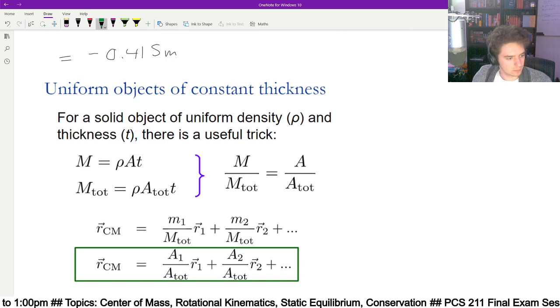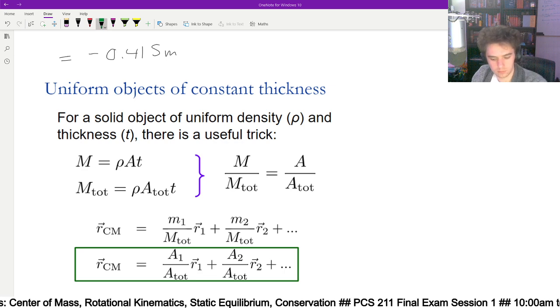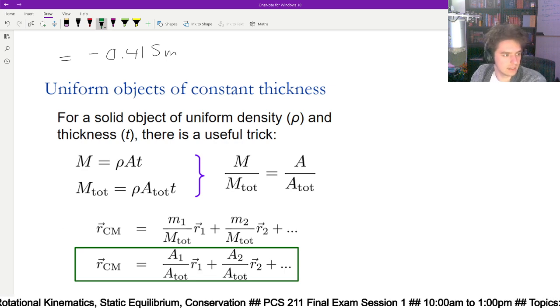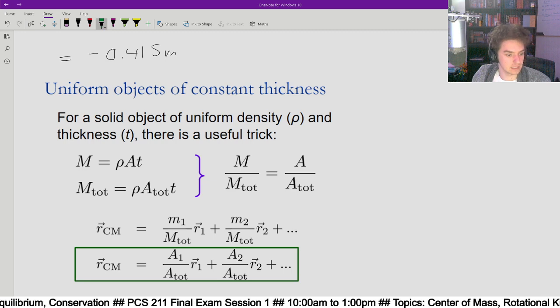So just to clear up, the reason why the area of the circle is negative is because it's like a hole, right? It counts as a negative mass, kind of. So it's not like it's not there. It's taking away from the center of mass. It still affects it, right?